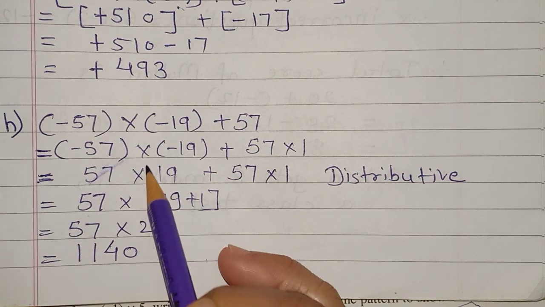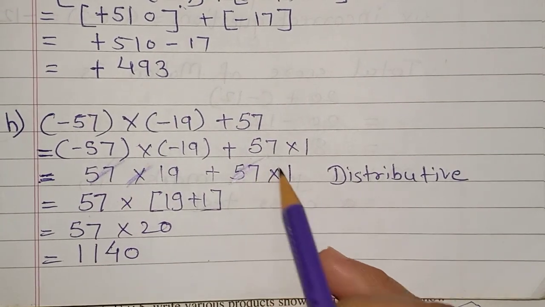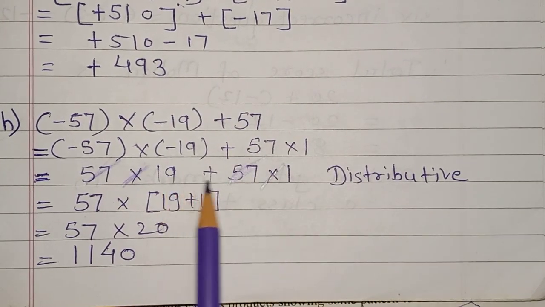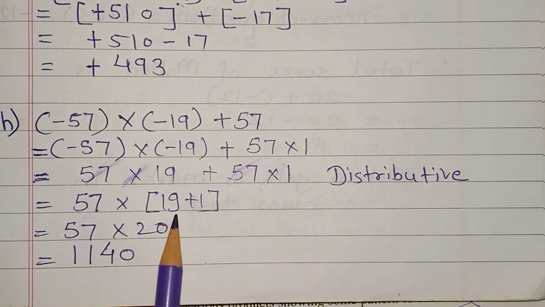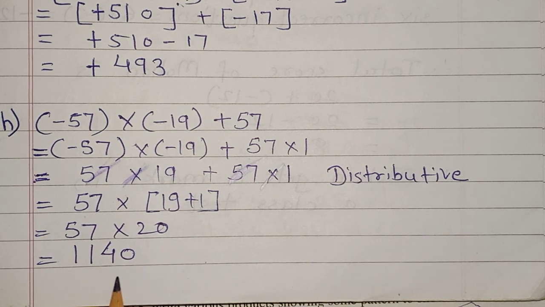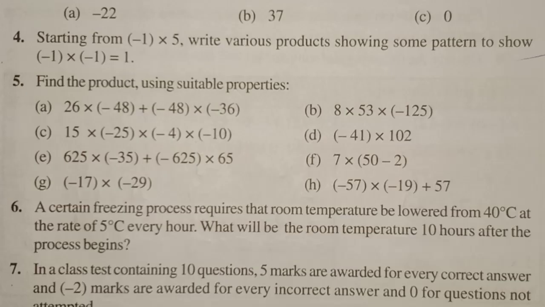So when 57 and into sign goes from both the side, what remains? 19 plus 1. So that I have written in one bracket. So 19 plus 1 is 20. 57 into 20 gives the answer 1140. Now let's move ahead towards the word problem.